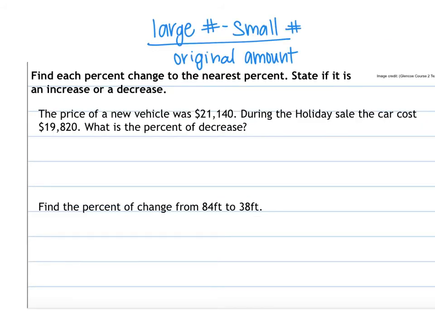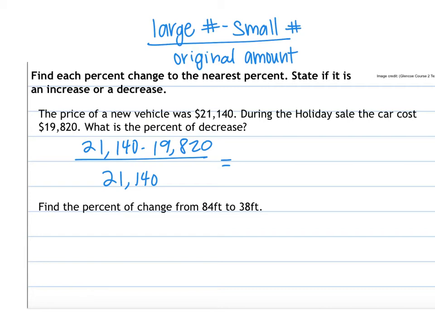Okay, again, I have the formula at the top. It's asking us to find the percent of change to the nearest percent, and then state if it's an increase or a decrease. First one, the price of a new vehicle was $21,140. During the holiday sale, the car cost $19,820. What is the percent of decrease? So large number minus the smaller number, divide by the original. So the original price of the vehicle is the $21,140, but they dropped the price.